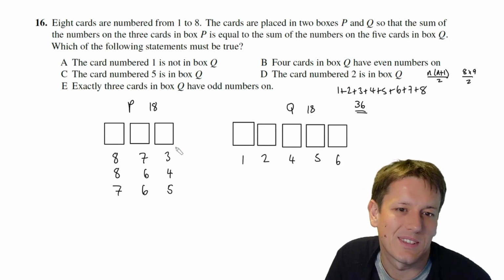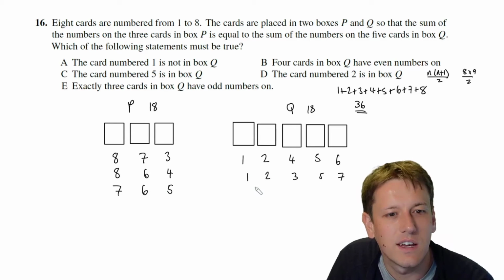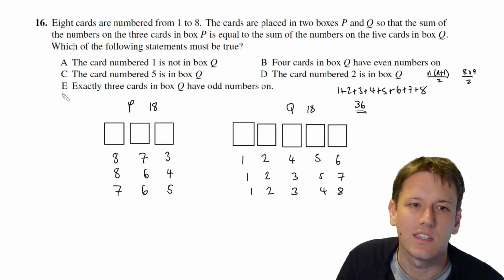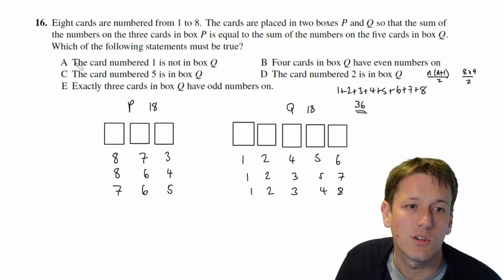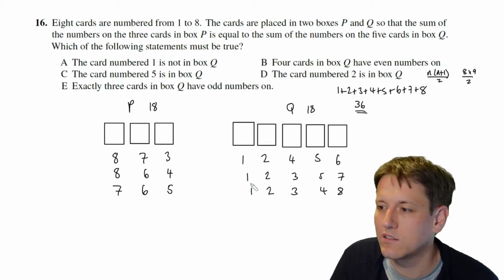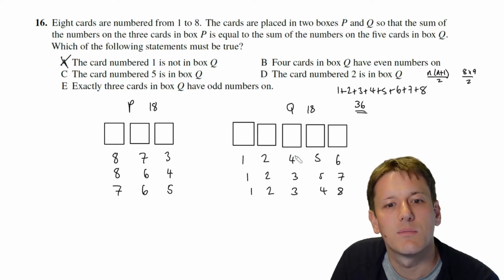We know they must add up to give 18 by the way we've done this. And in the second case, it would be 1, 2, 3, 5, and 7. And in the last case, it would be 1, 2, 3, 4, and 8. So I can just look at these statements now and see which one must be true. Card number 1 is not in box Q. Actually, the card number 1 is always in box Q, so that one's definitely false. 4 cards in box Q have even numbers on them.